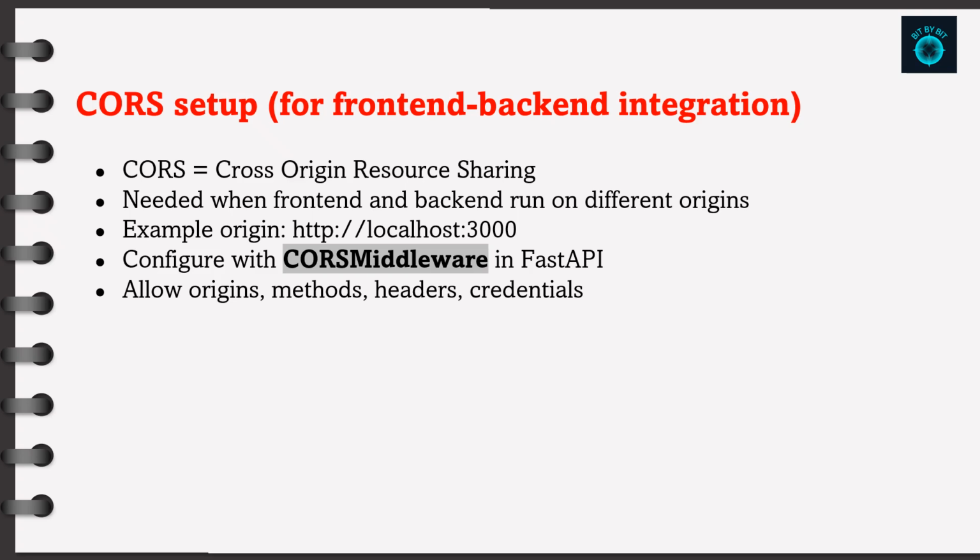In FastAPI, we use something called CORS middleware. Middleware is just extra code that runs for every request and response. This middleware works by adding special response headers. A header is just extra information sent with the response, almost like a label on a package. In the case of CORS, the important header is access-control-allow-origin. It tells the browser which websites are allowed to use this response.